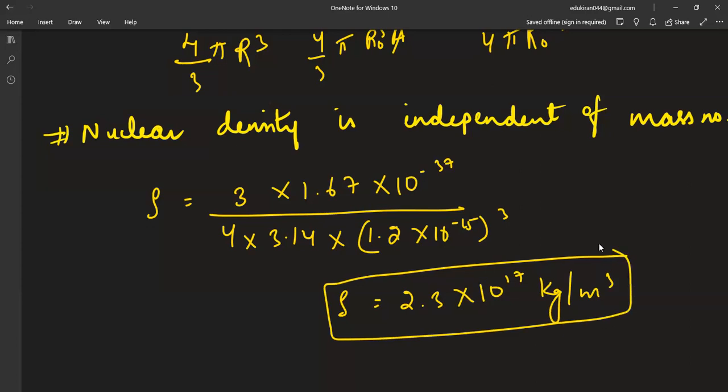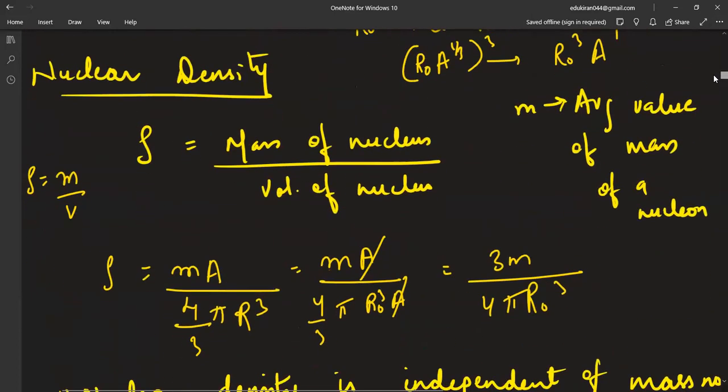This is the density. So you take any element, iron, cobalt, calcium, magnesium, for every element, since this is not depending upon the mass number, density will be 2.3 into 10 to the power 17. So whichever element is given to you, this will be constant. So this is universally constant. This value will be fixed. Let's see some questions also. Write this down first.